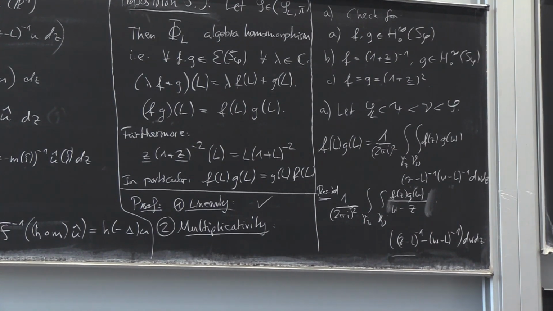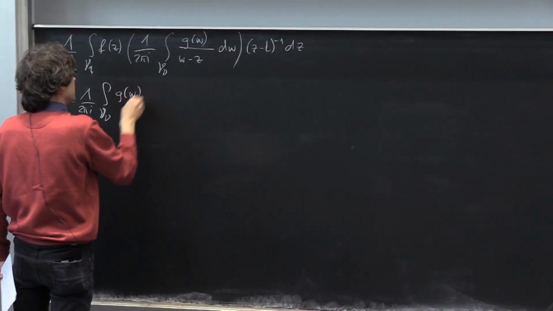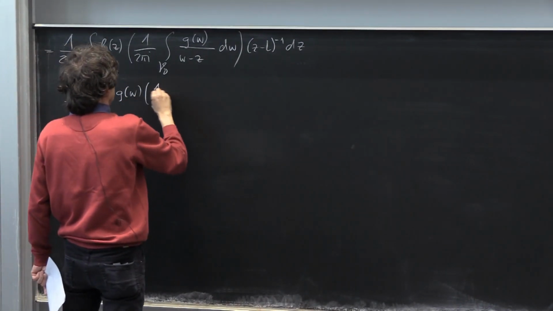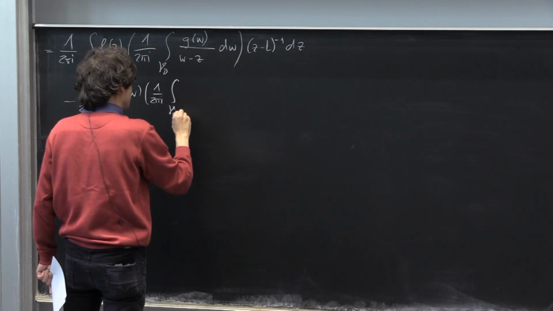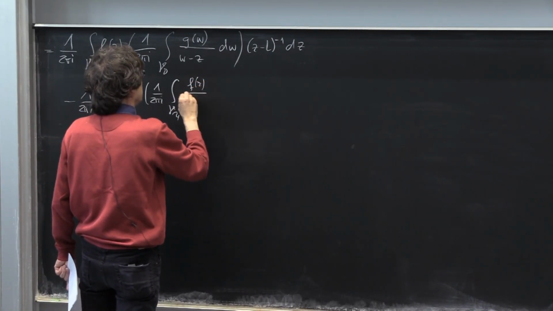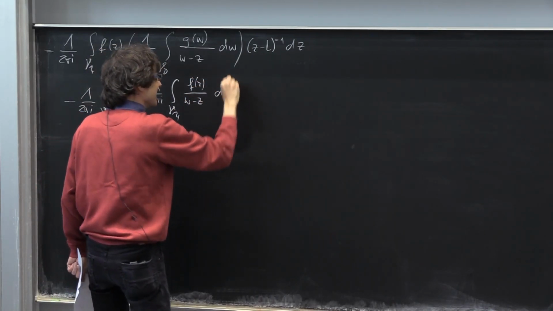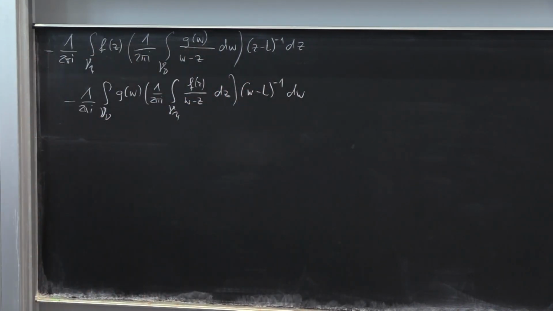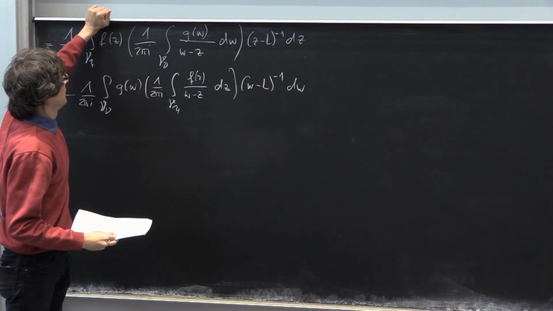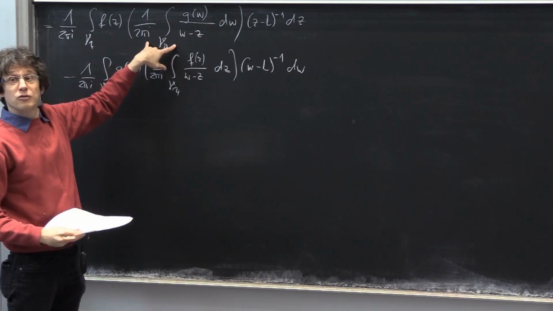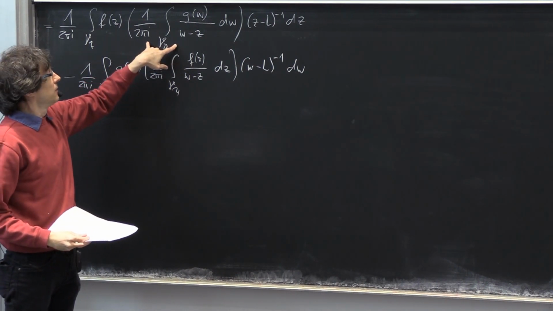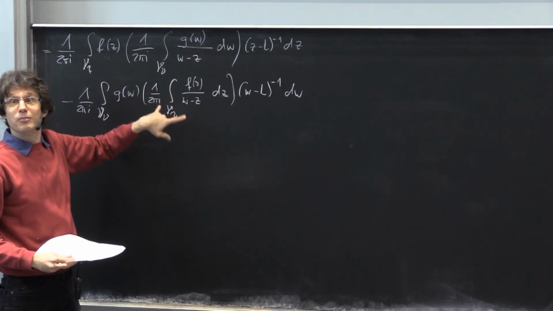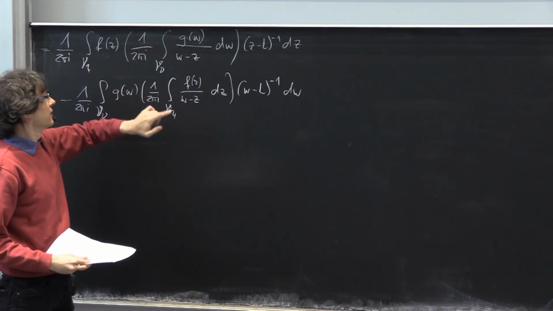So this gives you minus 1 over 2 pi i, now integral gamma nu. Then you get here the g of W. You have 1 over 2 pi i integral gamma psi, f of z, W minus z dz, W minus L to the minus 1 dW. Okay, now it's good to take a close look at these inner integrals. These are now pure Cauchy integral formula integrals. And they are purely complex. There's no operator involved here.